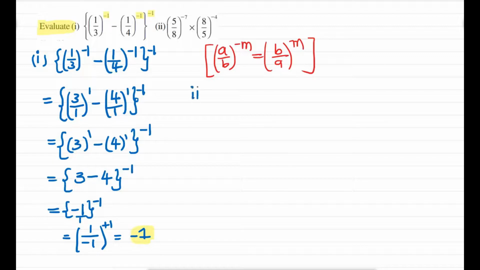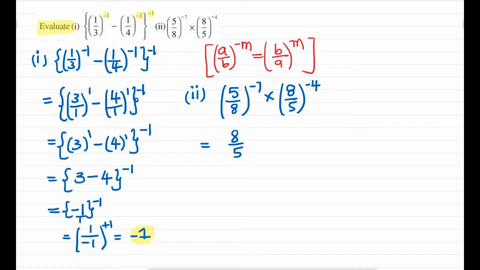The second problem is (5 by 8) whole to the power of minus 7 times (8 by 5) whole to the power of minus 4. So here same thing, reverse that: (8 by 5) whole to the power of 7 into (5 by 8) whole power minus 4. So here observe, 5 by 8 has been written as 8 by 5 and this 8 by 5 has been written as 5 by 8. So here just see this.